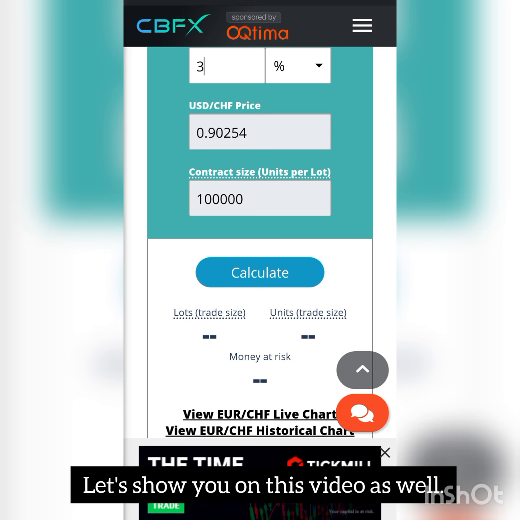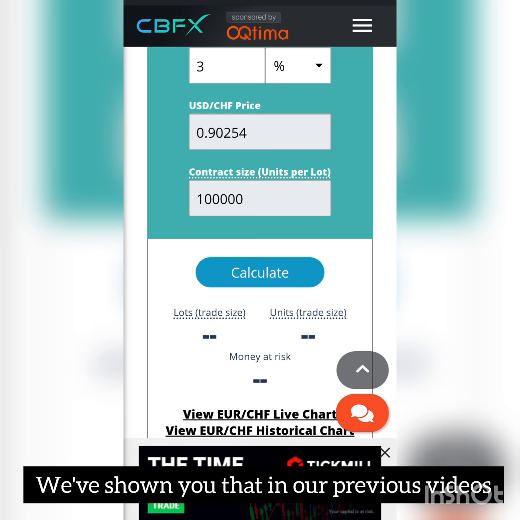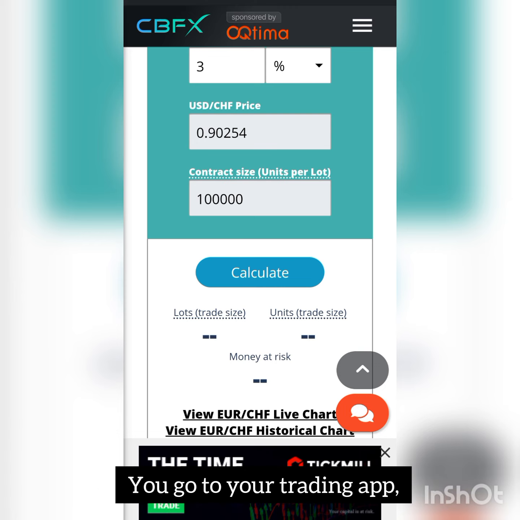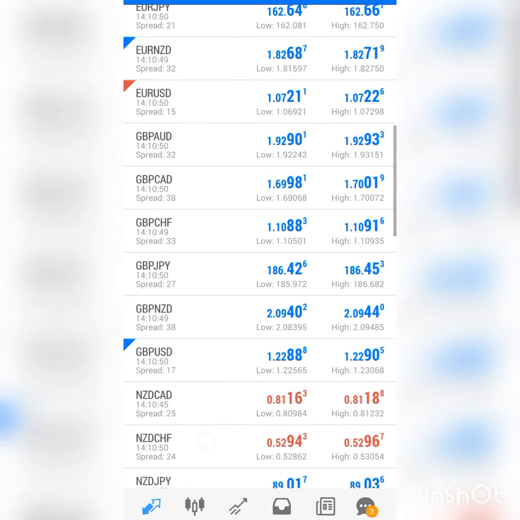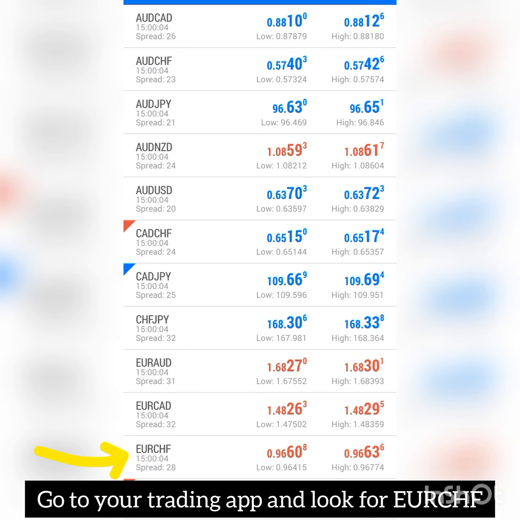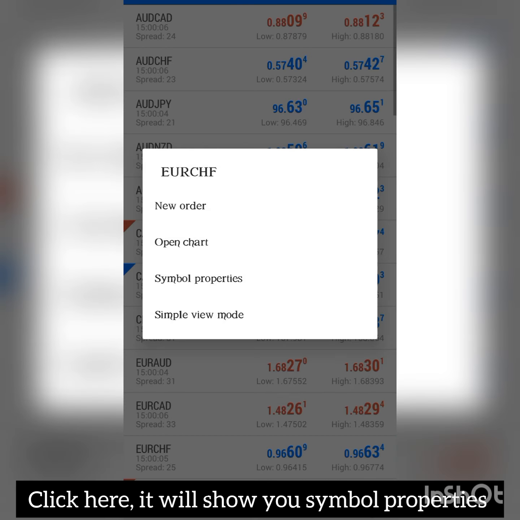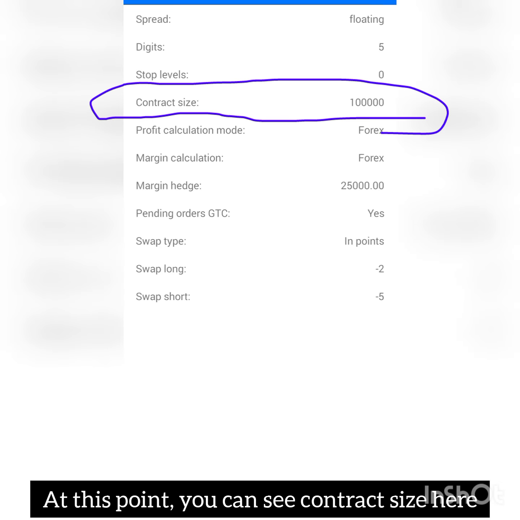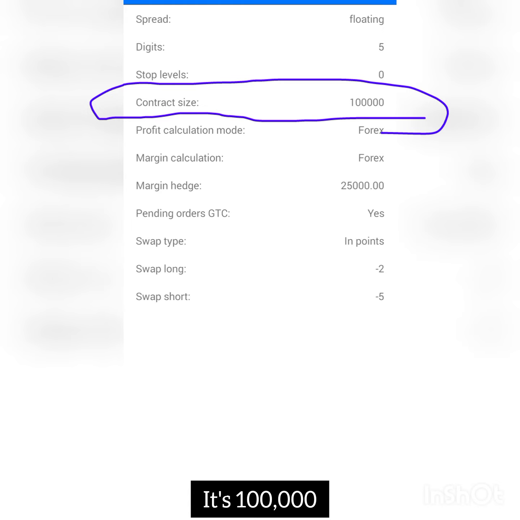Let's show you on this video as well. We've shown you that in our previous video, but we are going to show you here. You go to your trading app. This is my trading app. Look for Euro CHF. Click here to show symbol properties. You click symbol properties. At this point, you can see the contract size there is 100,000.